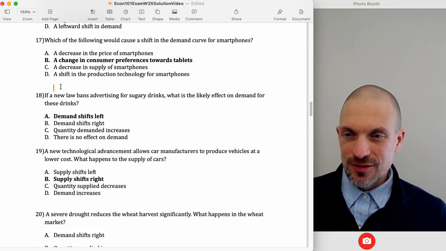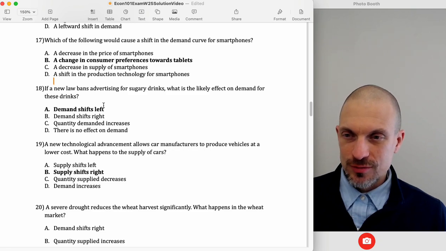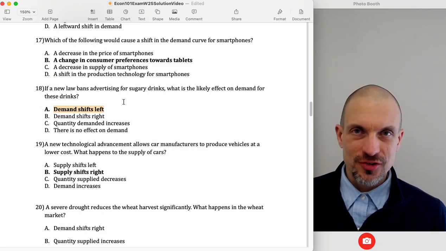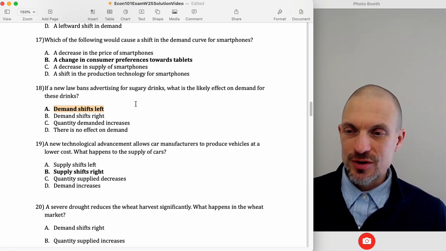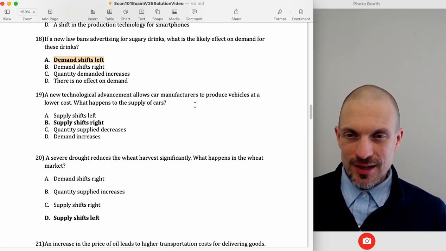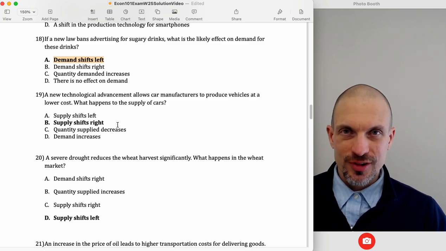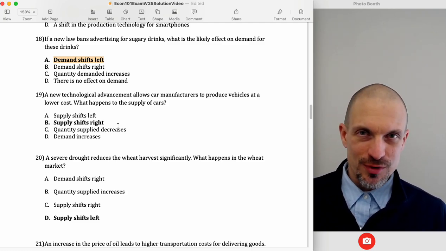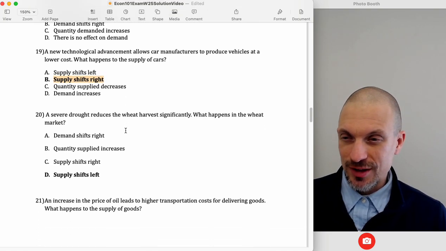If a new law bans advertising for sugary drinks, what's the net effect on those drinks? Well, we'd probably imagine this is going to give us a decrease in consumer tastes and preferences. Might also reduce the number of consumers. So either way, we should expect a decrease in demand. A new technological advancement allows car manufacturers to produce vehicles at a lower cost. What happens to supply? Oh, this is an increase in supply. We're flooding the market. We're going to get a rightward shift to supply. We'd actually expect lower price and higher quantity at equilibrium, other things equal.